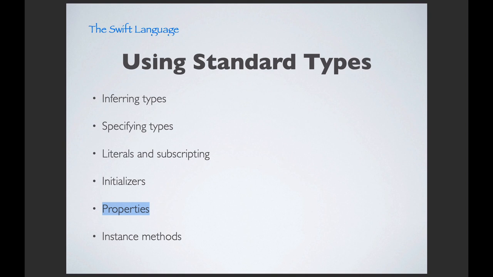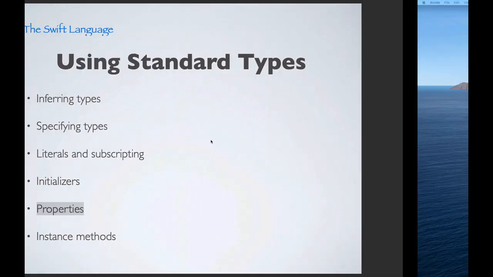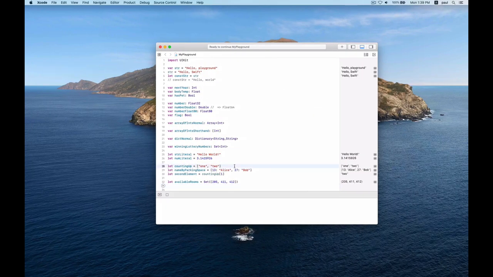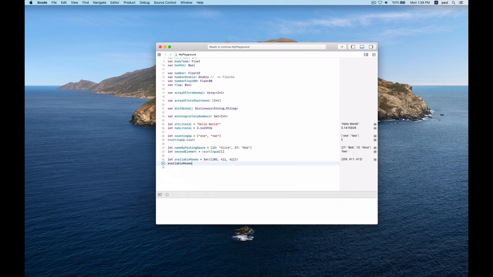Properties. A property is a value associated with an instance of a type. For example, array has a property count, which is the number of elements in the array as an int. Set also has this property, which records the number of elements in this set.